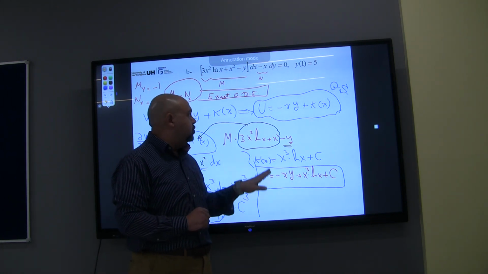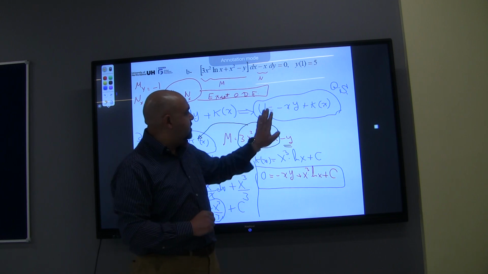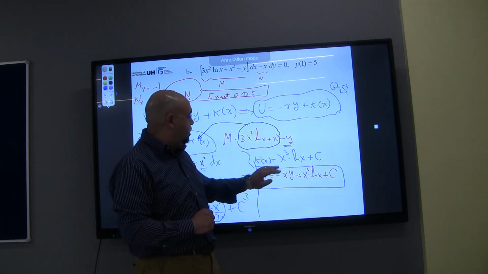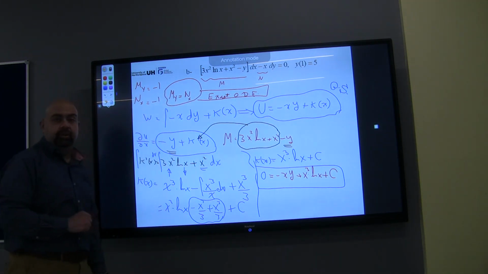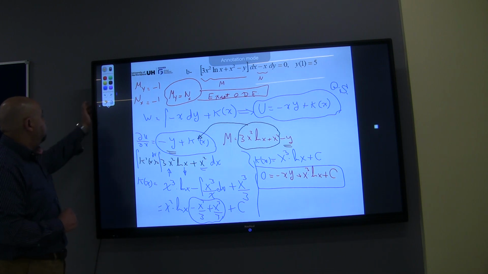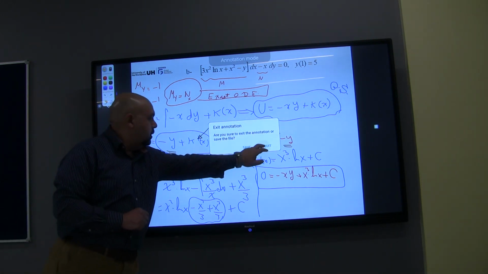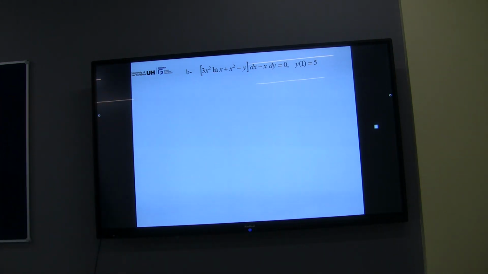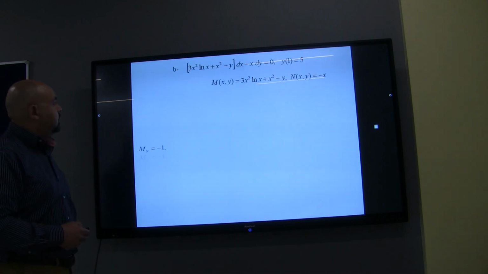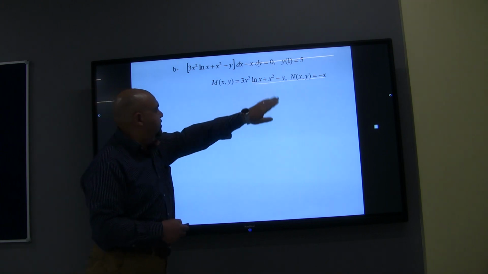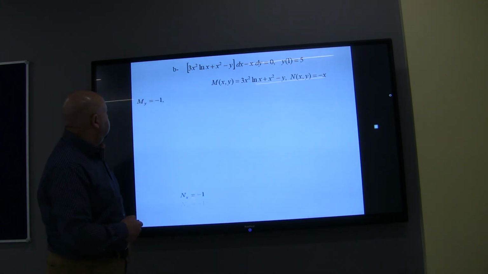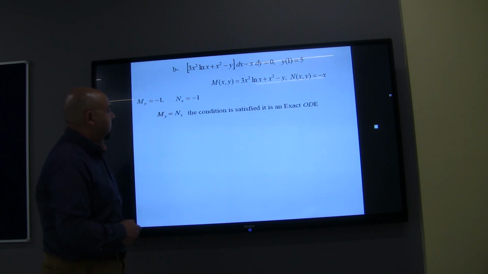All I have to do is to make the value of k of x, make the substitution, and I have the solution. Okay? As I told you, it's very, very simple. Once you start that, here is m, here is n. The check: n of x equals -1. Both of them, the condition is satisfied for this ODE.